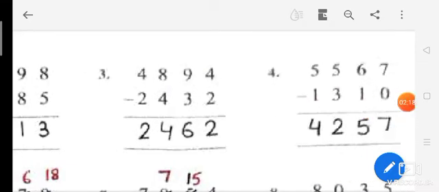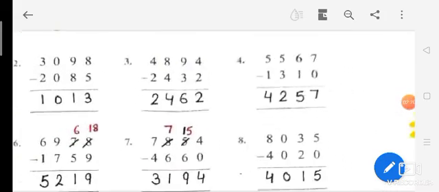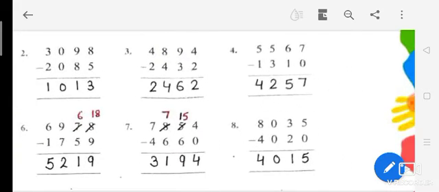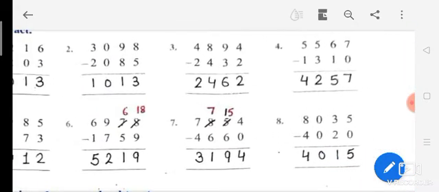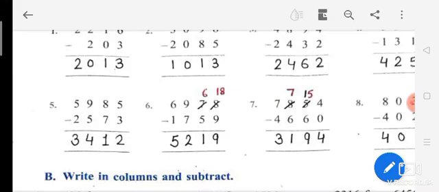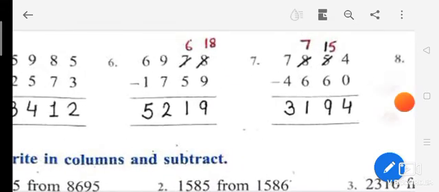Come to question number 3. 4894 minus 2432. So simple way this also. 4 minus 2 is 2. 9 minus 3 is 6. 8 minus 4 is 4. 4 minus 2 is 2. So fourth question also, students, it is simple. No need to take borrow. Okay. Fifth also. Come to sixth part.